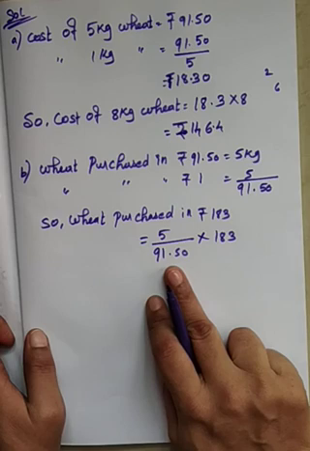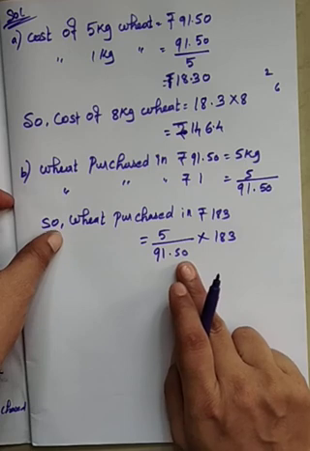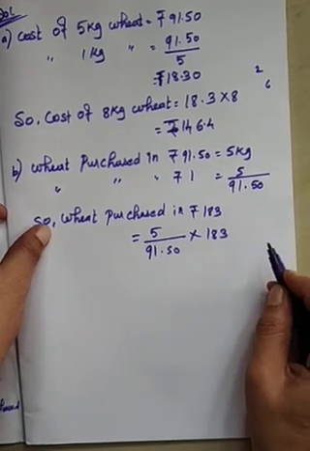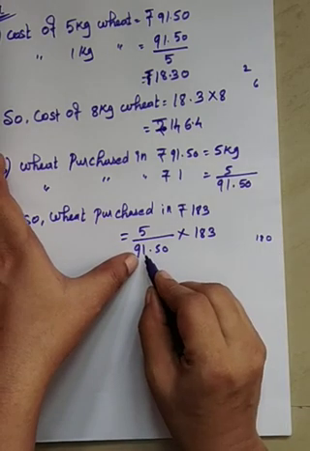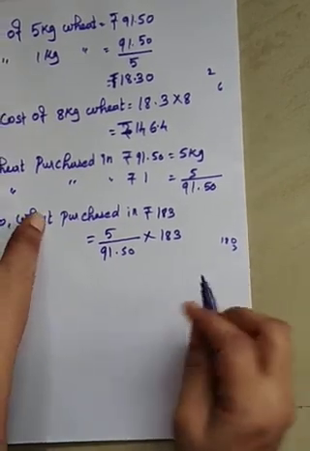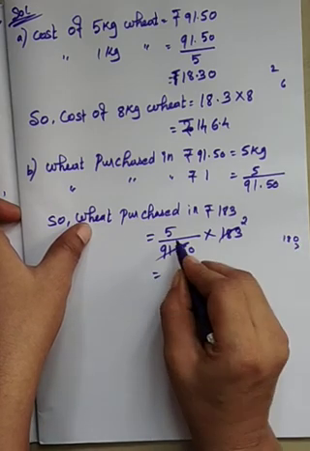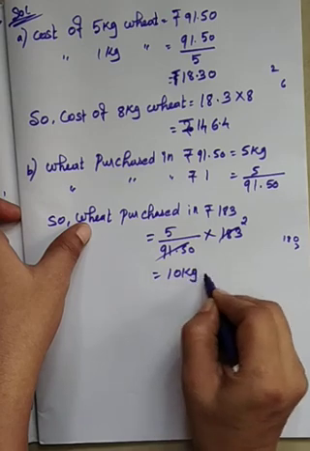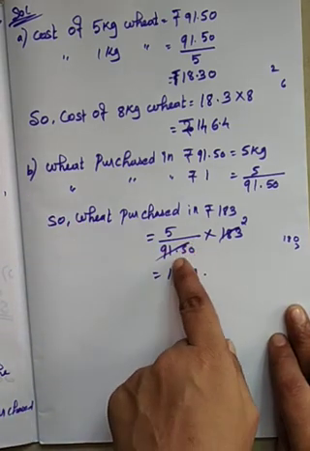See here, what is that? 91.50 means how many? 183 for 91.50. See here, 90, 90, 180. 1.50, 1.50 3, 180 by 3 is equal to 183. So directly you have to simplify. See what is your answer? 5 2s are 10 kg. Do you understand? Okay, so in that one you have to simplify.